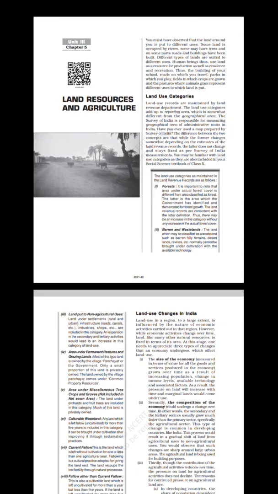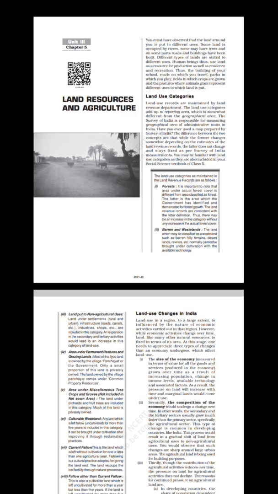Take a look at this image. You must have observed that the land around you is put to different uses. Some land is occupied by rivers, some may have trees, and on some parts, roads and buildings have been built. Different types of lands are suited to different uses. Human beings thus use land as a resource for production as well as residence and recreation.